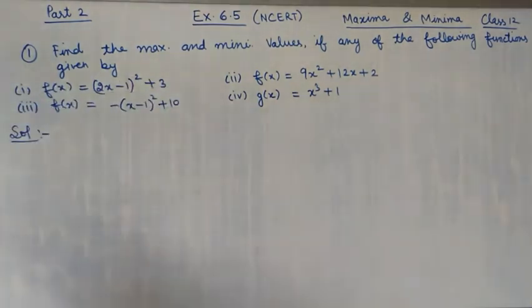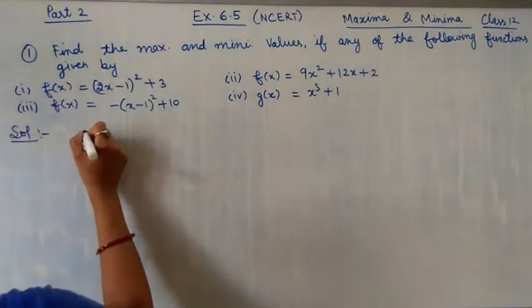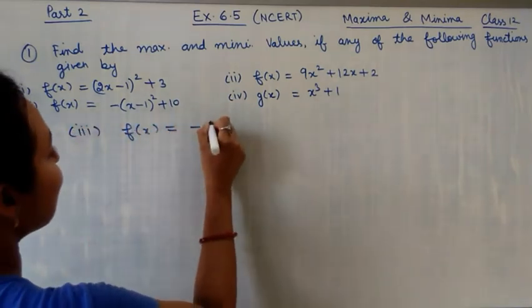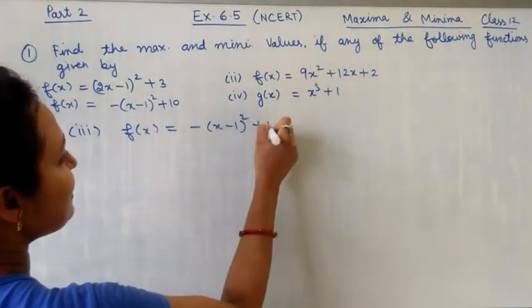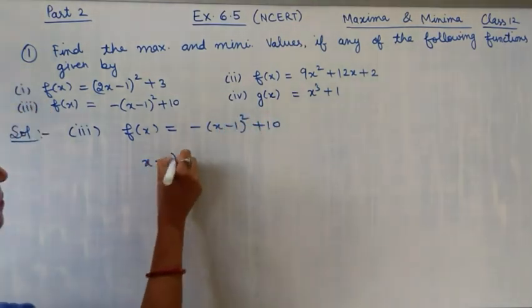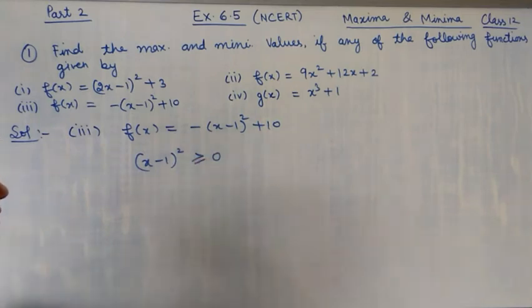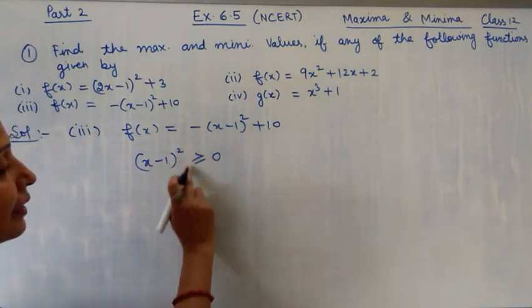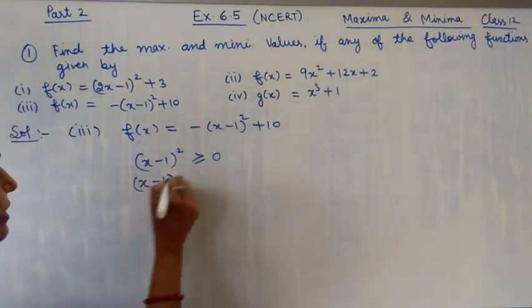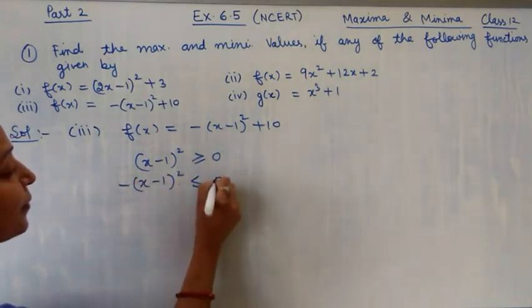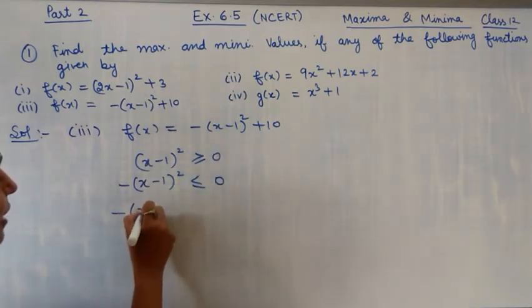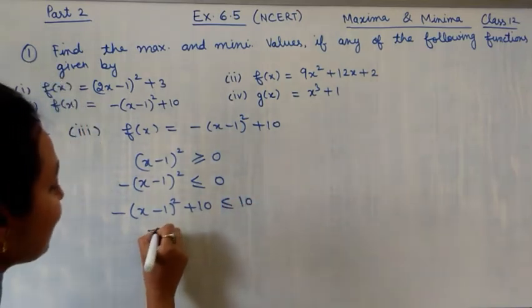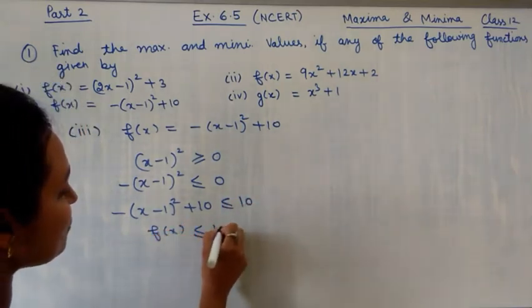Okay. The next is f(x). Third part is f(x) equals negative (x − 1)² plus 10. Now I know (x − 1)² is always positive, but there is a negative sign. When I take the negative sign, the inequality sign will also change like this. Okay. Now I will add 10 on both sides. 0 plus 10, that is 10. It will be f(x) less than or equal to 10.